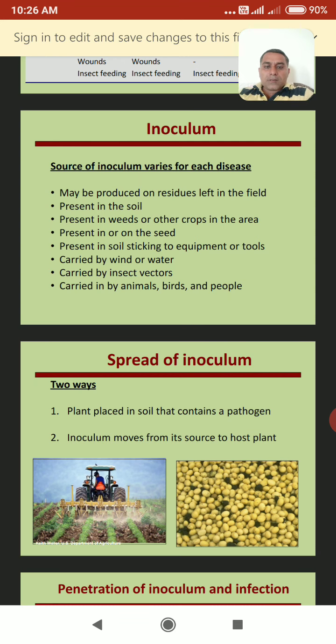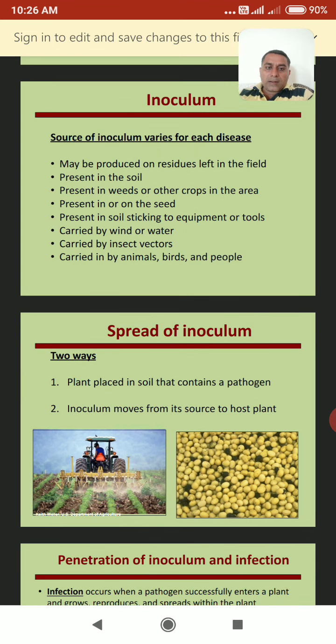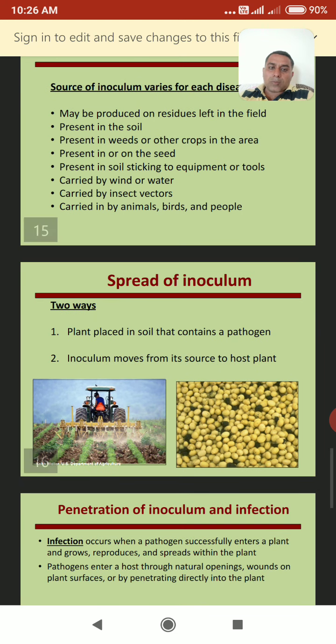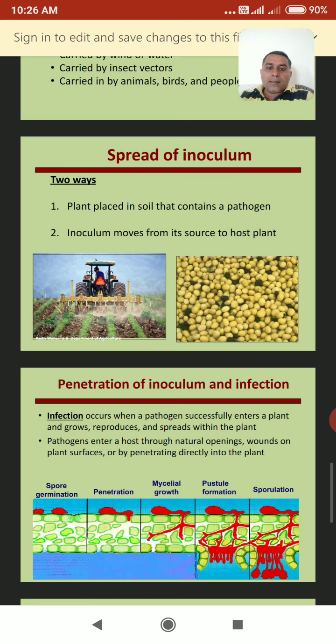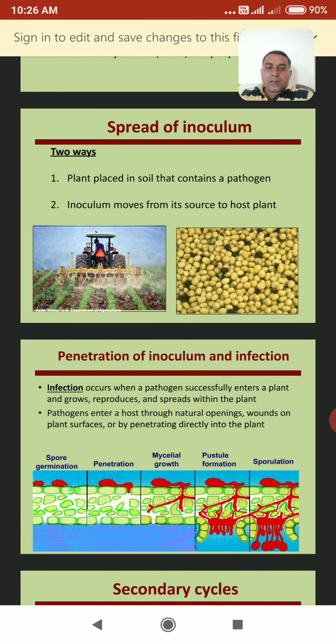Now, there are two ways. That is, a plant placed in soil that contains the pathogen, or inoculum moving from its source to the host plant. Now penetration of inoculum, we can see. Infection occurs when a pathogen successfully enters a plant and grows, reproduces, and spreads within the plant. The pathogen enters a host through a natural opening, a wound, or the plant's surface, or by penetrating directly into the plant.